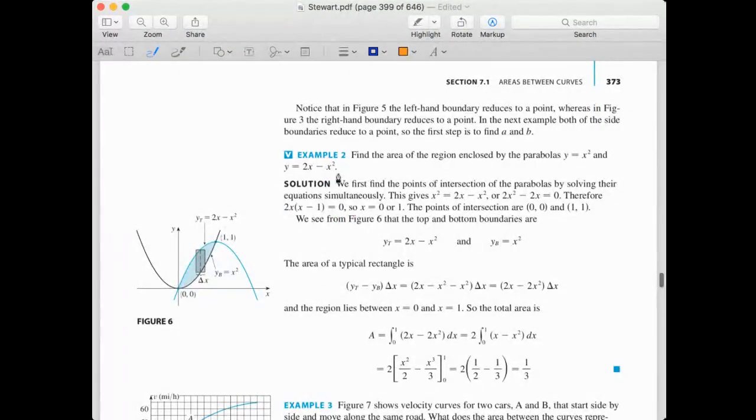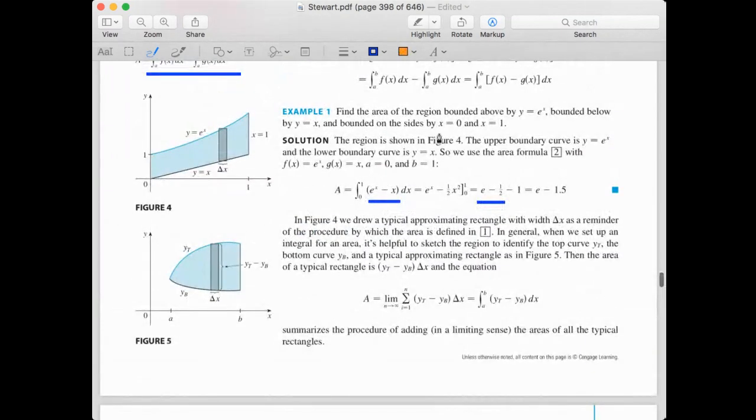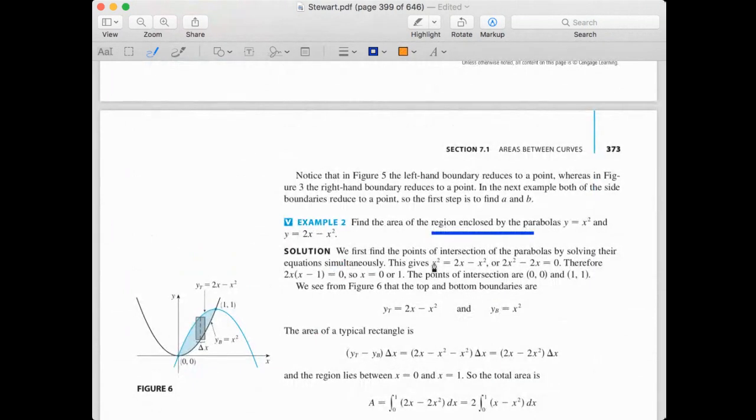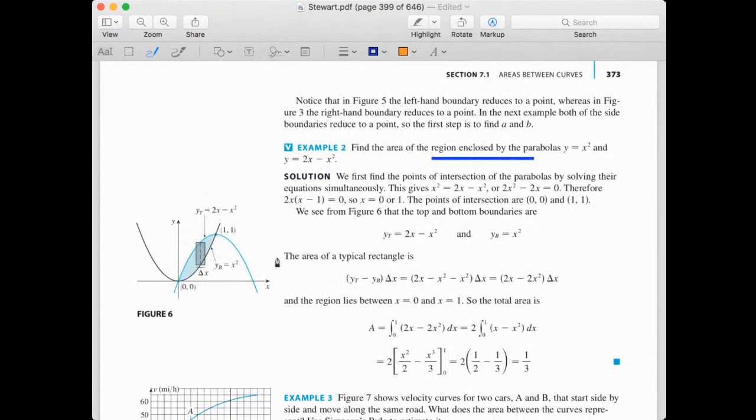Okay, let's see Example 2, and let's see what's different. Find the area of the region enclosed by parabola y equals x squared and y equals 2x minus x squared. We're not given lower limit and upper limit here, not like the first one. The first one we're given in between x equals 0, x equals 1. But here we do not have. But we do have region enclosed by. So let's draw the picture.